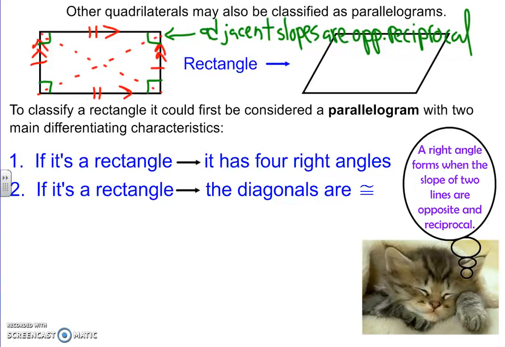Okay. And then if it's a rectangle, the diagonals are congruent. That means this line here is going to be the same as this line here. You can use the distance formula to get that. So scrolling down, a right angle forms when the slopes of two lines are opposite and reciprocal. Just to restate that, something that you can look at in your evidence.